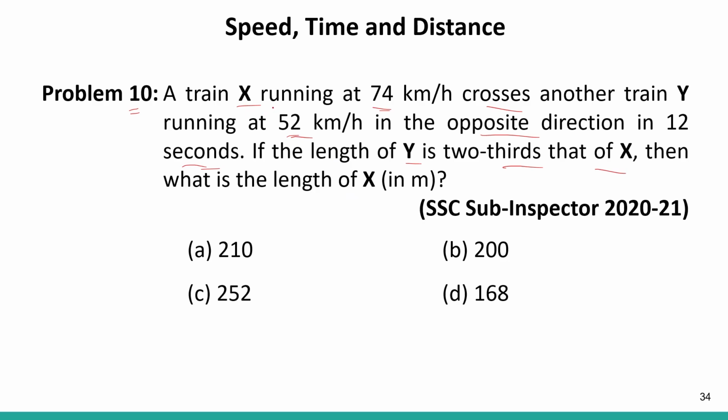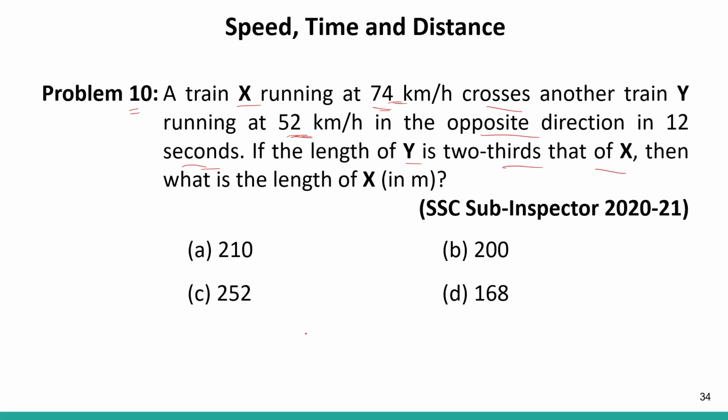Okay, here you can see that train X is running at this much speed, and the other is running at this much speed in the opposite direction. But what we need to do is convert this kilometer per hour into meter per second. So how can we do that?